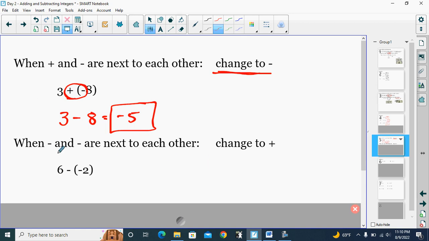Quick example, 6 minus negative 2. Minus and minus right next to each other. They have to be right next to each other. This is not right next to each other. 6 is negative, 2 is negative, they're two minus signs right in a row. Usually it'll be written in parentheses like that, but if it looked like this, that's also minus and minus next to each other.